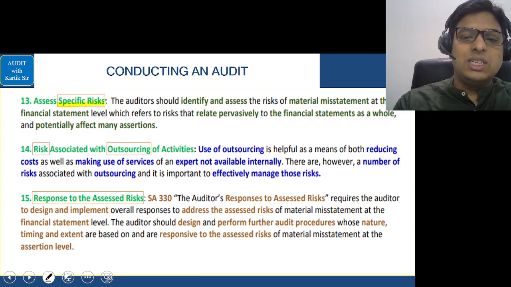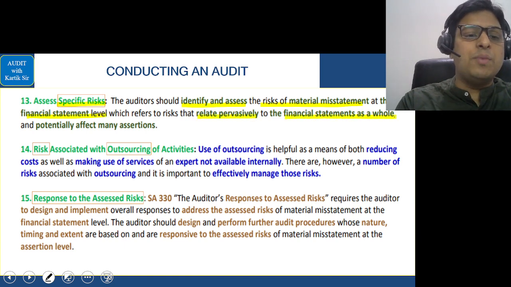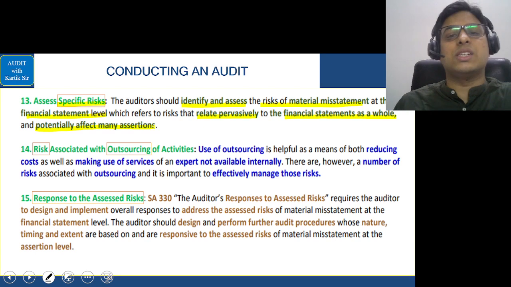So you are seeing here, we have to identify and assess the risk of a material misstatement at the financial statement level, which refers to the risk that relates pervasively to the financial statement as a whole and potentially affects what? Underline, there are many assertions. Many assertions. So the auditor should assess these.